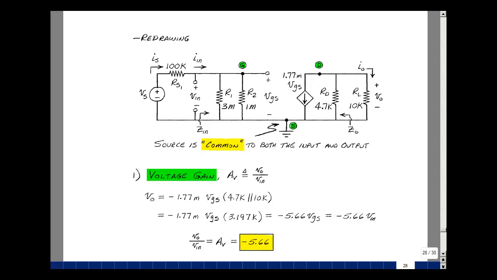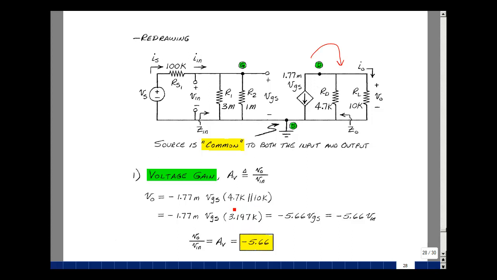First one is the voltage gain. That's V out over V in. V in is measured here on the other side of the Thevenin equivalent circuit of the source. So what's the output voltage? It's going to be this current flowing into these two in parallel: 4.7K in parallel with 10K times the current in this direction, which is a minus 1.77 milli times VGS. This parallel combination is 3.197K.